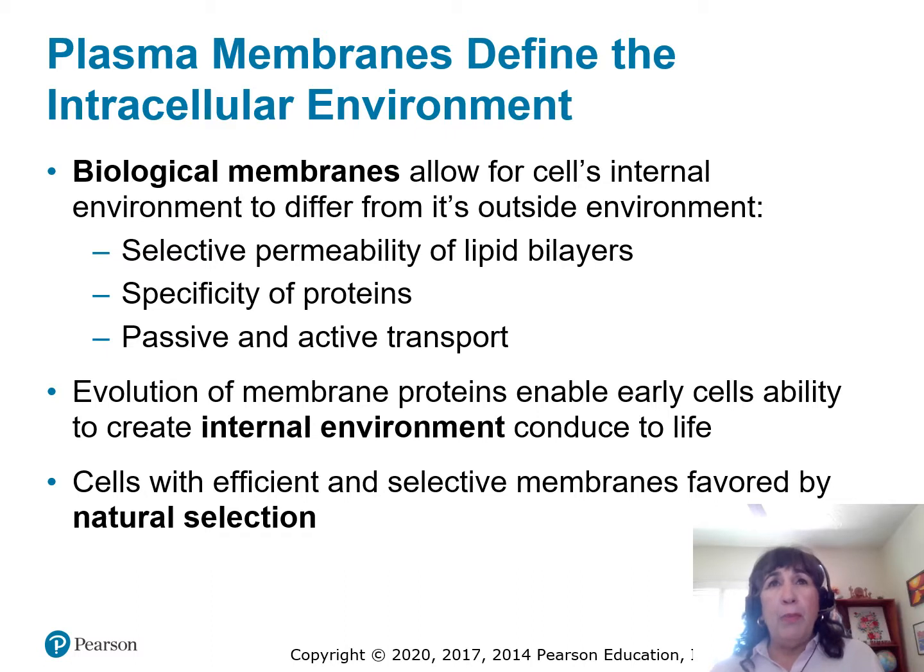So biological membranes allow for cells' internal environment to differ from its outside environment. So selective permeability of lipid bilayers, specificity of proteins, and passive and active transport make a big difference on the internal environment of a cell. An evolution of membrane proteins enabled early cells' ability to create this special internal environment, and thereafter, natural selection affected the efficiency in which these membranes worked. So membranes are very important.